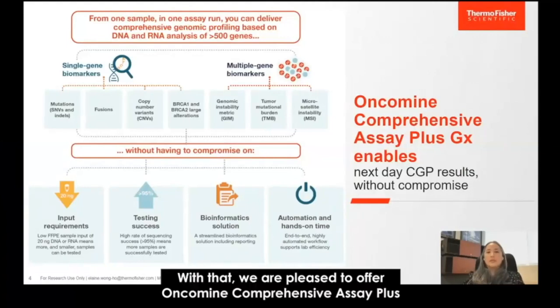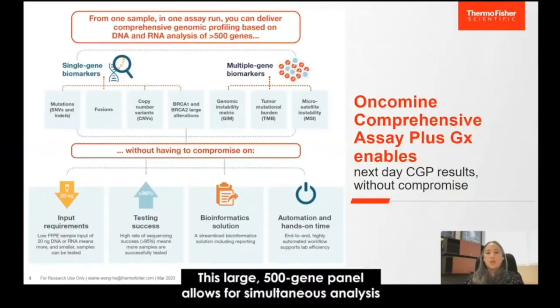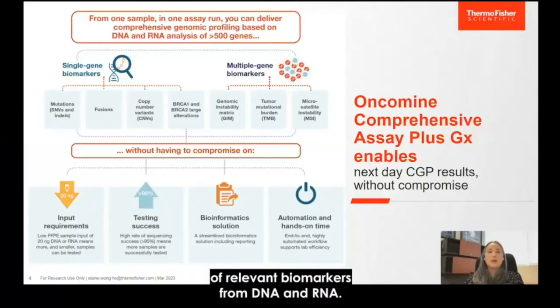With that, we are pleased to offer Oncomine Comprehensive Assay Plus as our comprehensive genomic profiling solution. This assay was made available on our Gene Studio platform and will be coming soon to our Genexus platform. This large 500 gene panel allows for simultaneous analysis of relevant biomarkers from DNA and RNA.